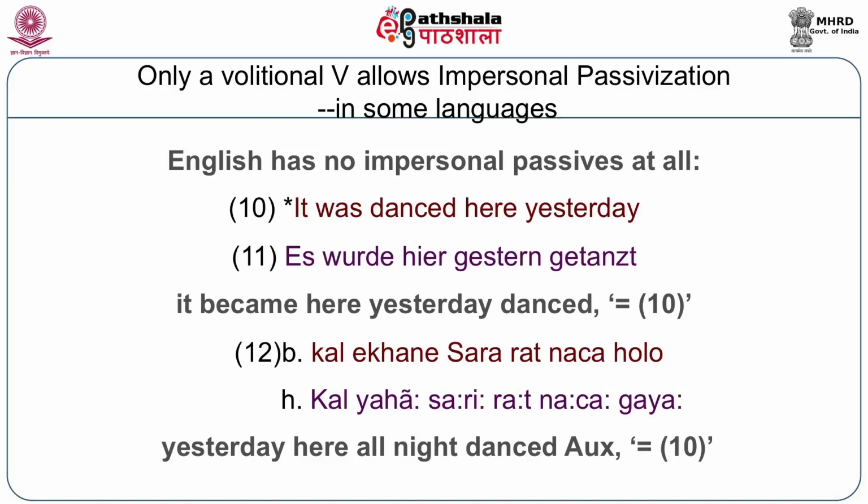English doesn't allow you to turn "some people danced here yesterday" into an impersonal passive "it was danced here yesterday." German does. In German you can say "Es wurde hier gestern getanzt." It was here yesterday danced. It was danced here yesterday. Meaning there was some dancing that happened here yesterday.